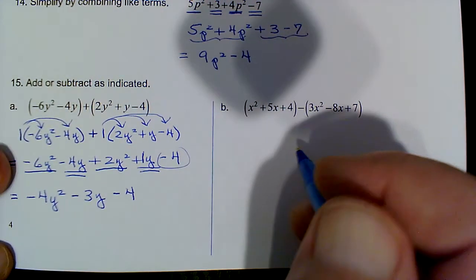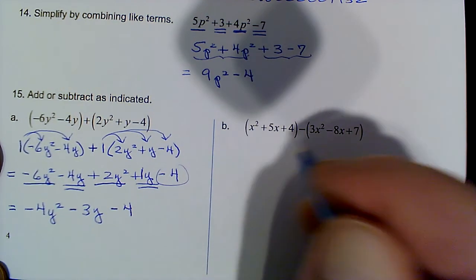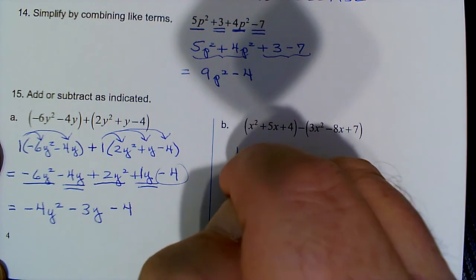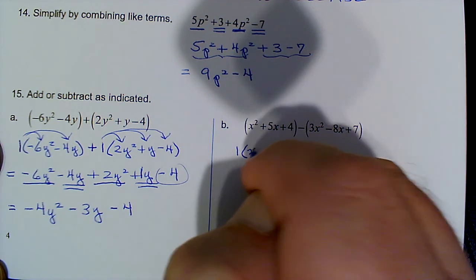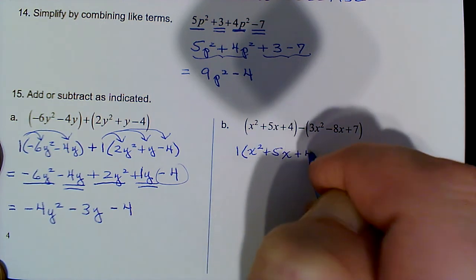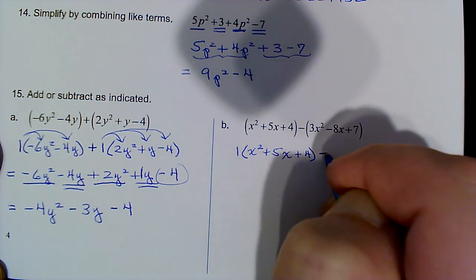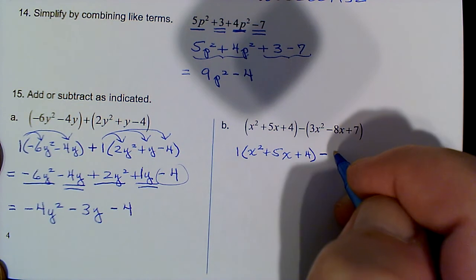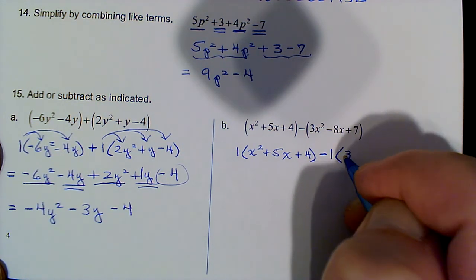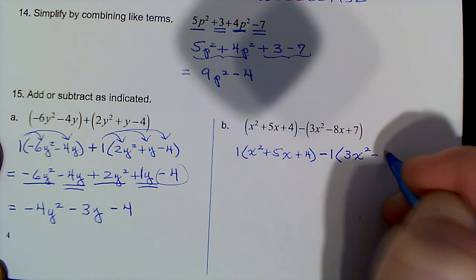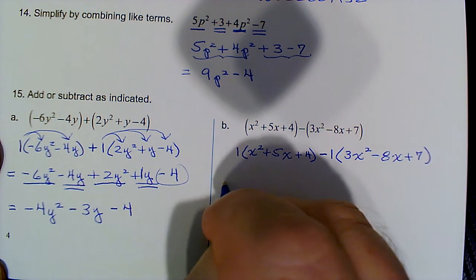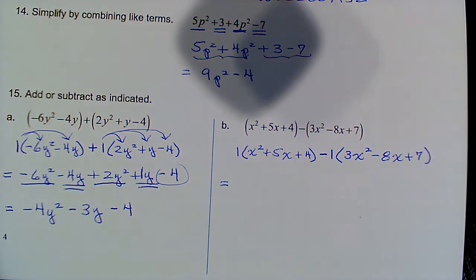And when we get to subtraction, pretty much the same idea, but I'm going to choose to rewrite this and include the 1's in front. So a 1 in front of the set of parentheses, x squared plus 5x plus 4. But now this is very important here. This minus behaves as a negative 1 that needs to be distributed to the 3x squared minus 8x plus 7.